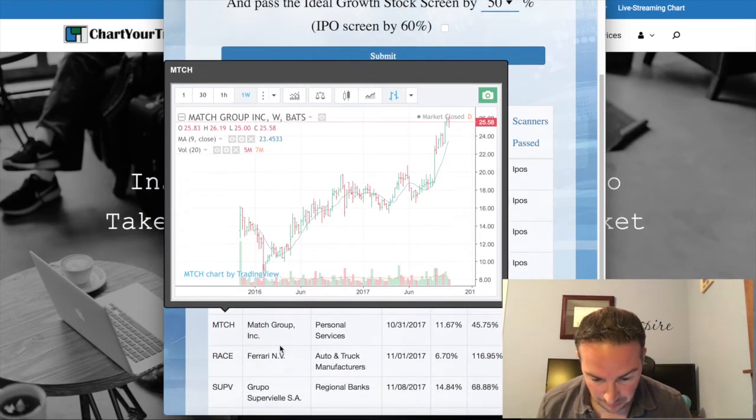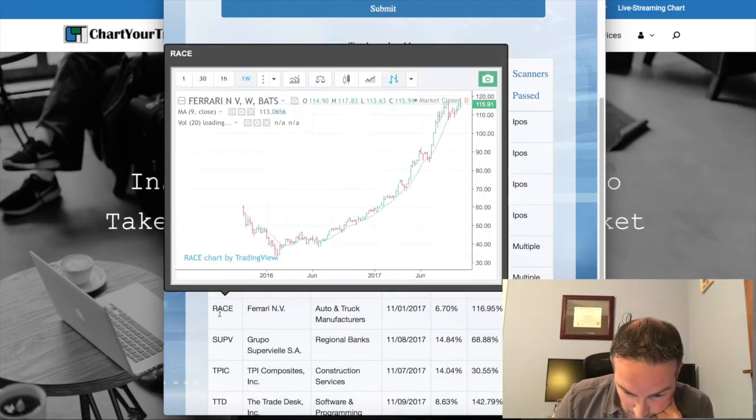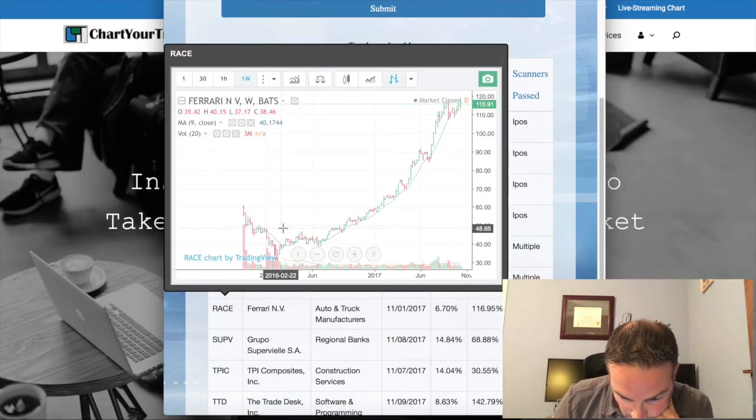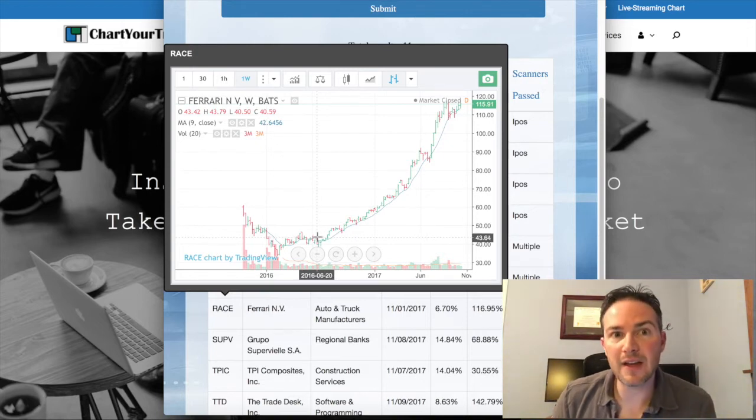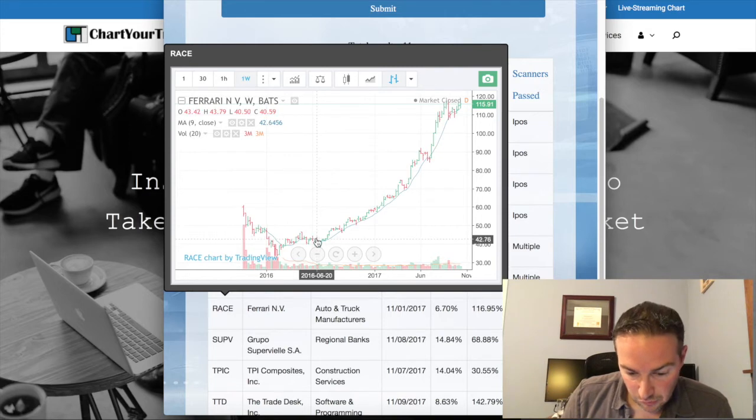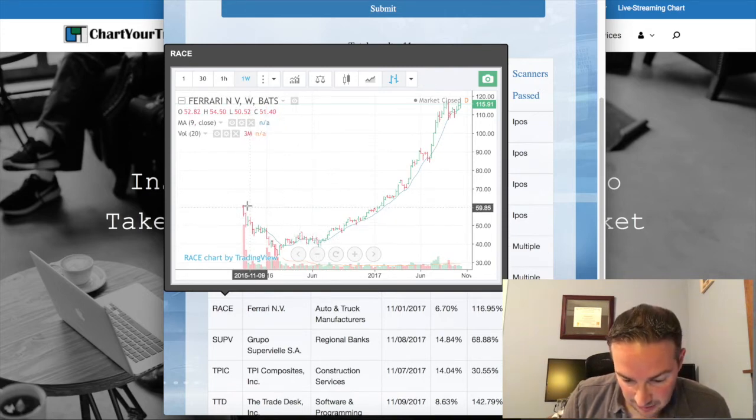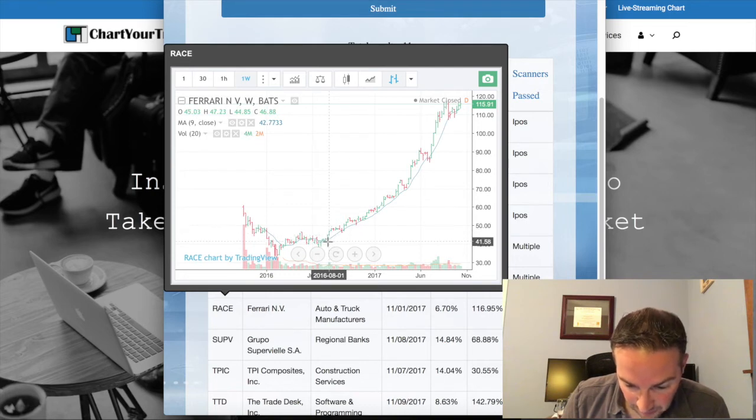Look at Ferrari. Here's another one with an epic move. The time to get in would have been right around here at 43. And that was the first advanced entry point. Draw a descending trend line, connecting that high, this high, and all the highs. And then once it finally breaks out, that's the entry point, and you would have your stop loss right around here at around 41 when it's breaking out.